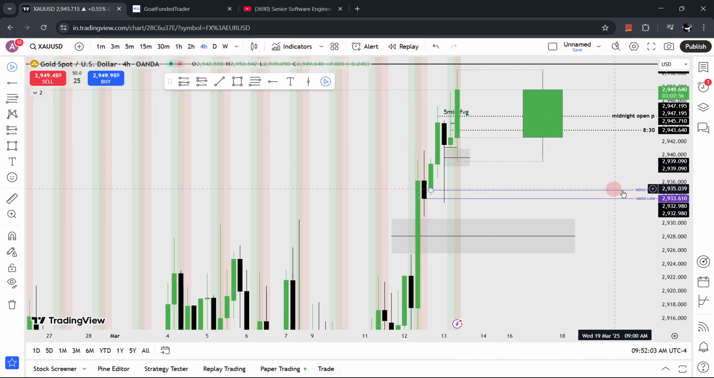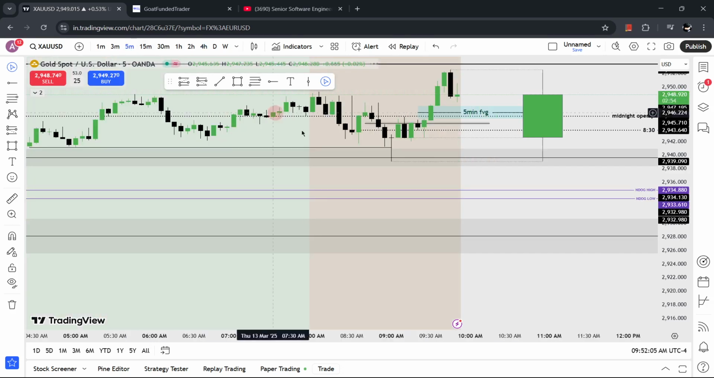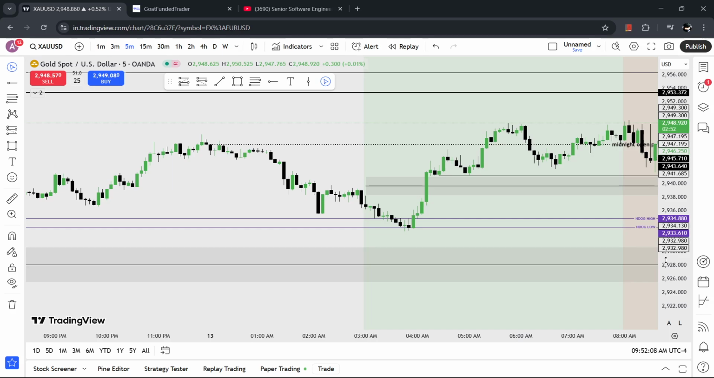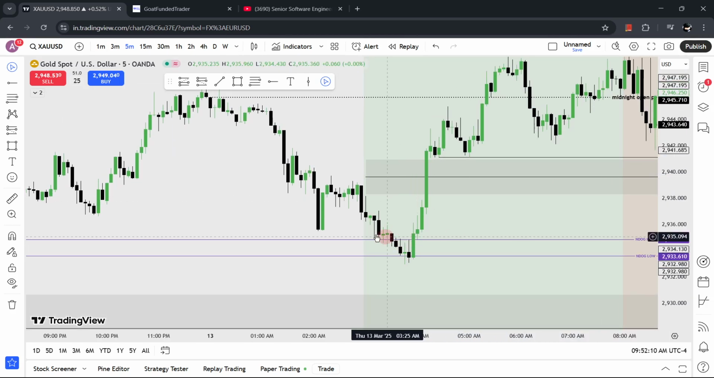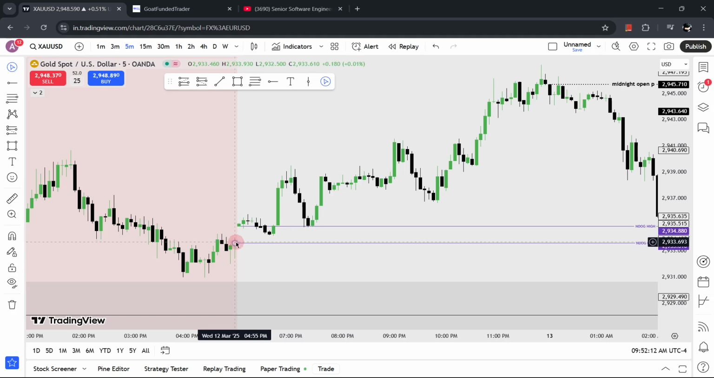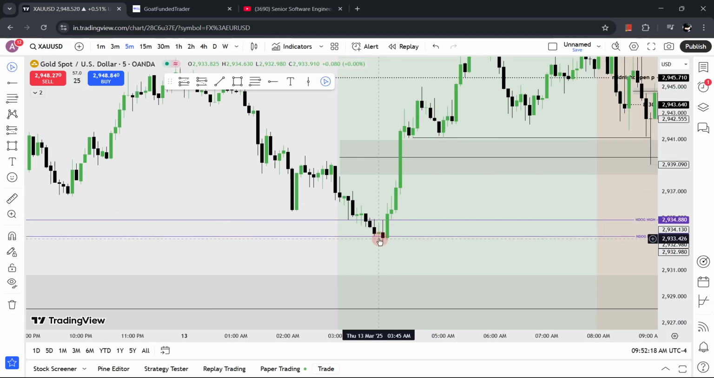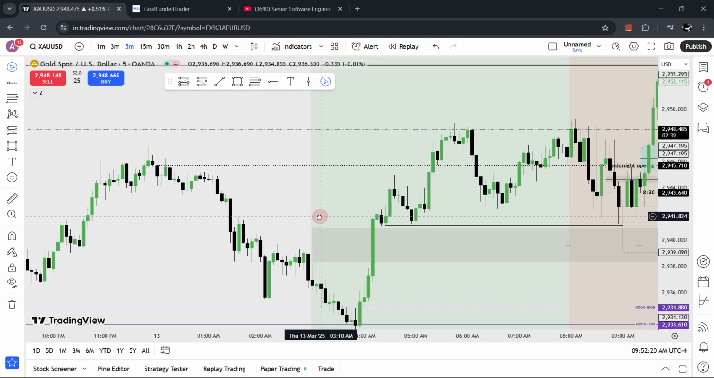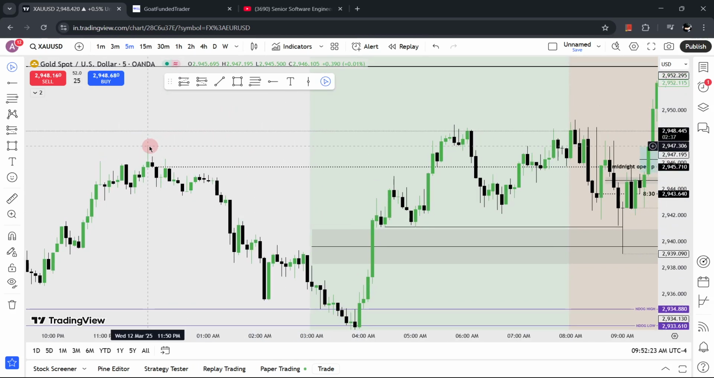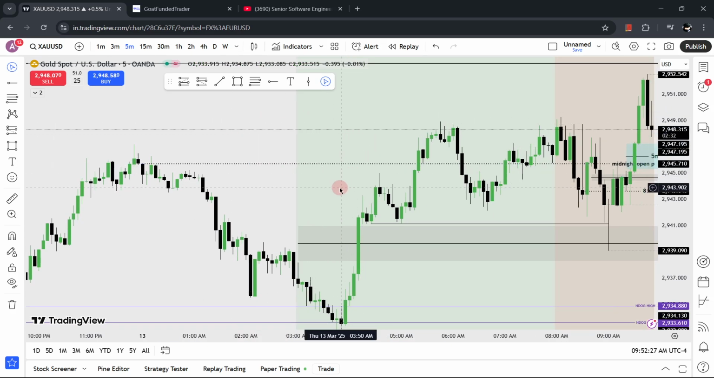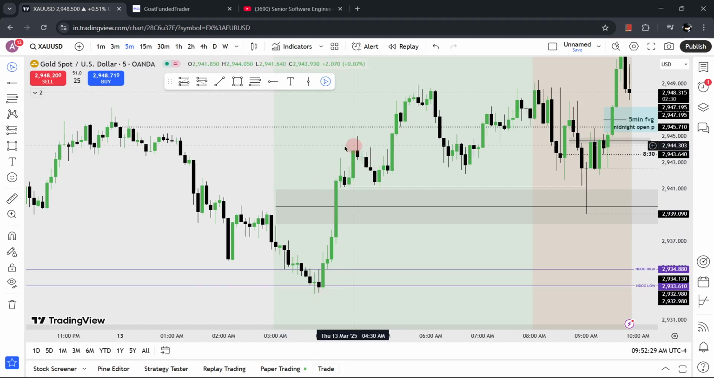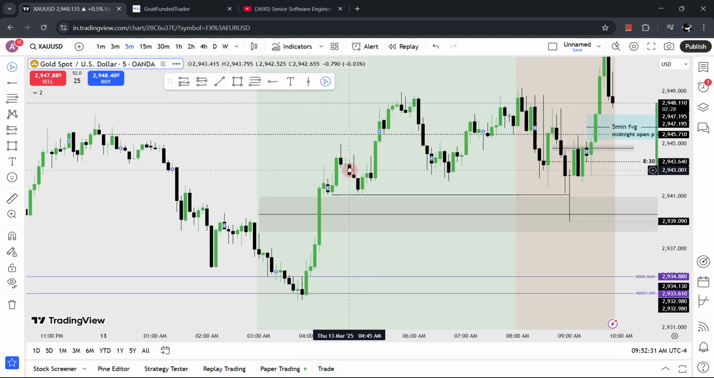But anyway, that's fine. It came and respected this opening gap right here between 5 p.m. and 6 p.m. New York local time. Again, it respected this area, went up higher, and made a nice market structure shift. So I was looking for any area here to trade up, and this is a perfect setup of mine.